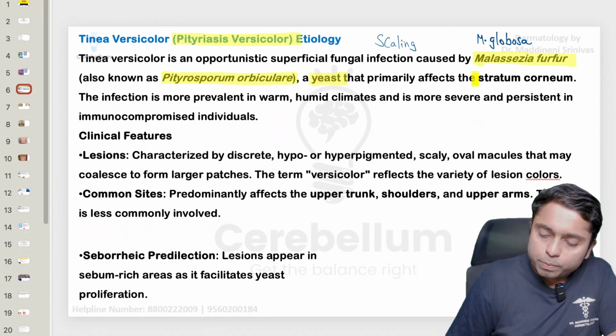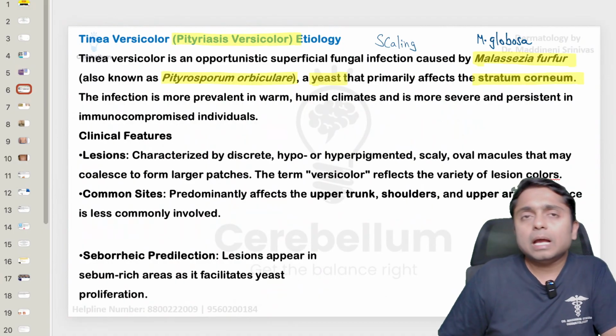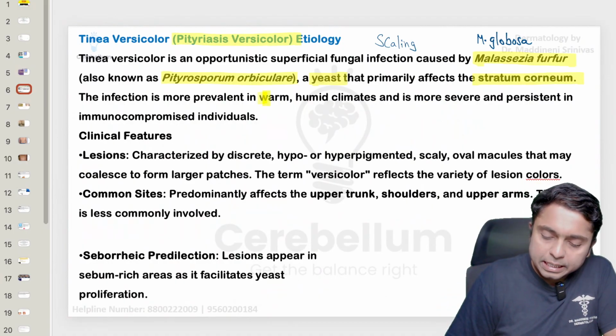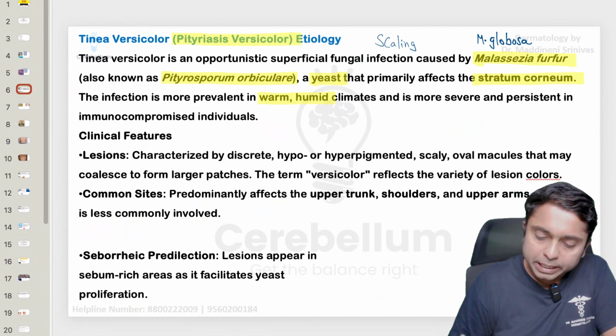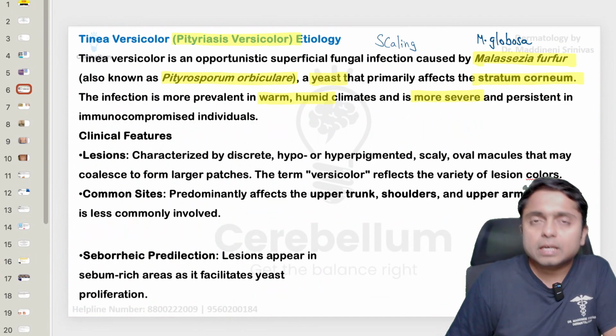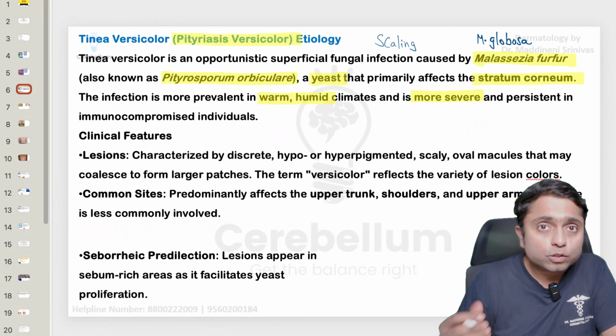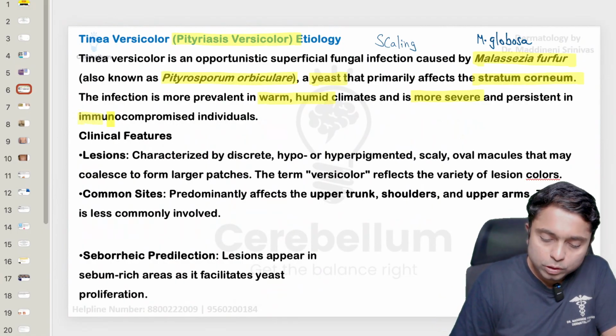So this is going to mainly affect the stratum corneum, and remember students, this is more prevalent in hot humid climates, and also it is more severe and persistent in the case of immunocompromised individuals.